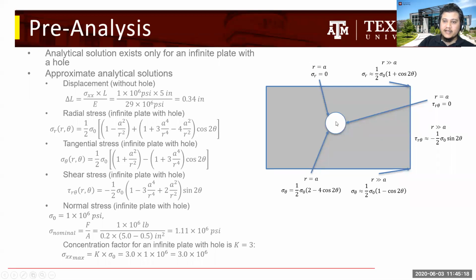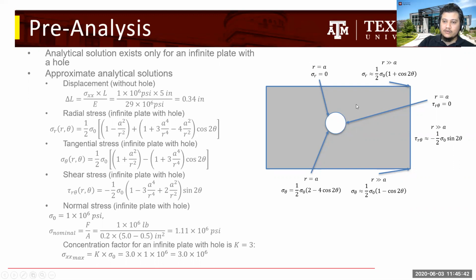And R is the radial location away from the center. So the value of R is going to be 0 at the center of this hole. And as we go away from the hole, that is going to be the dimension R. And theta is going to be, I haven't drawn the axes here, but imagine the axes to be like, the value of theta is 0 along the positive x-axis.